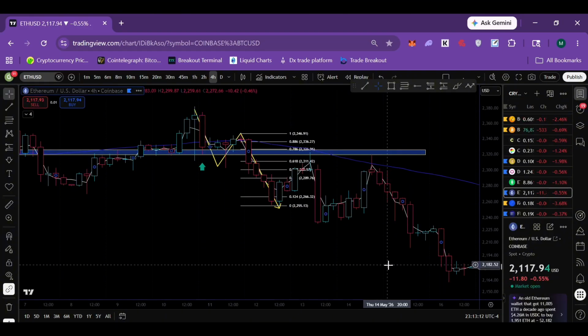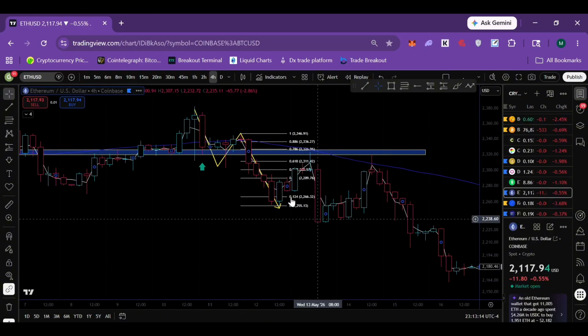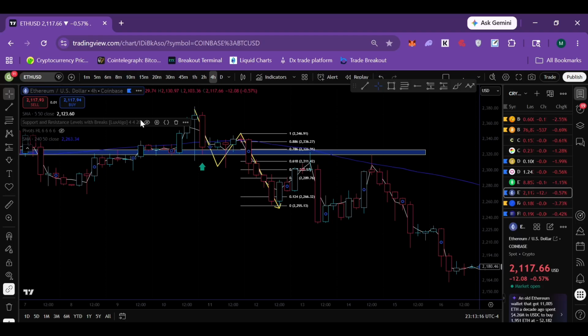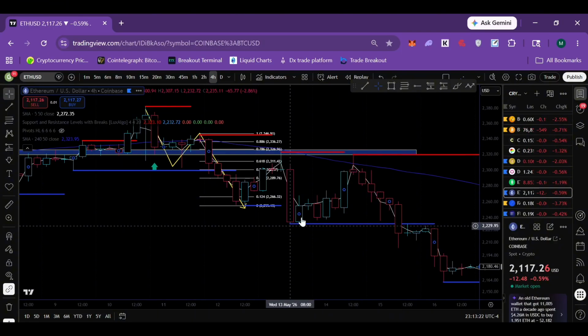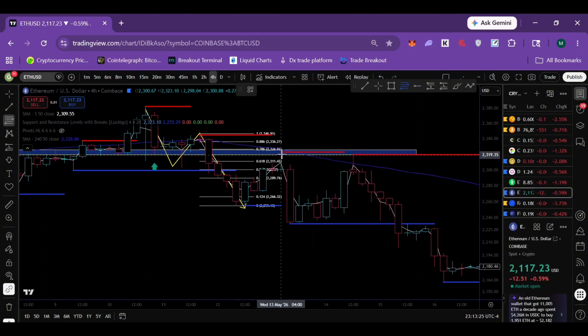It creates a lower low. Now, we also see once again, the market creates a lower low and it pulls back.